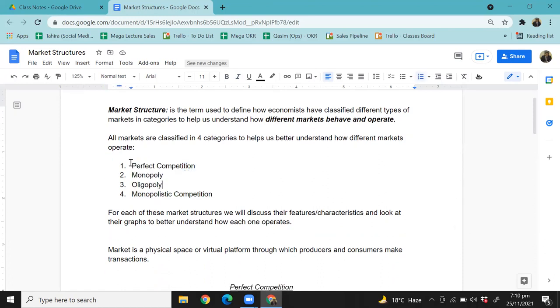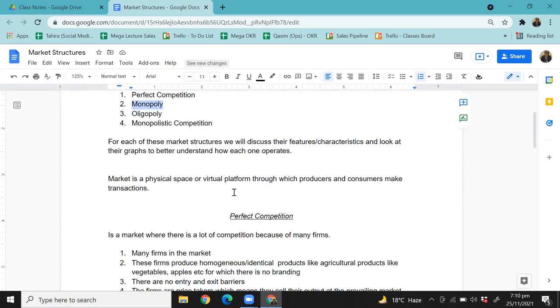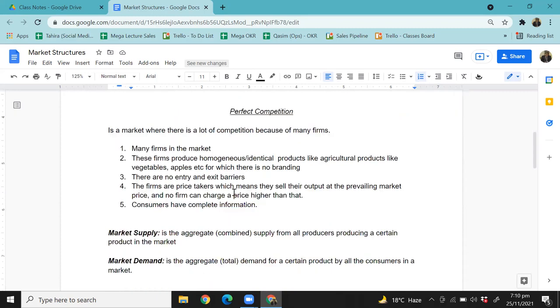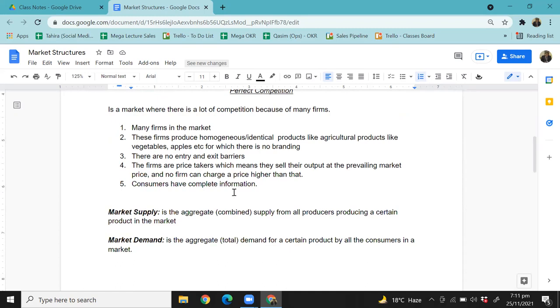So we are going in that order. We have completed perfect competition, and today we'll start off with monopoly. Now, what is perfect competition? The very word perfect shows that this is the highest amount of profit that can exist in any type of market. So for every market structure, first of all, we'll discuss its characteristics, and then we will look at the graph to understand how it operates.